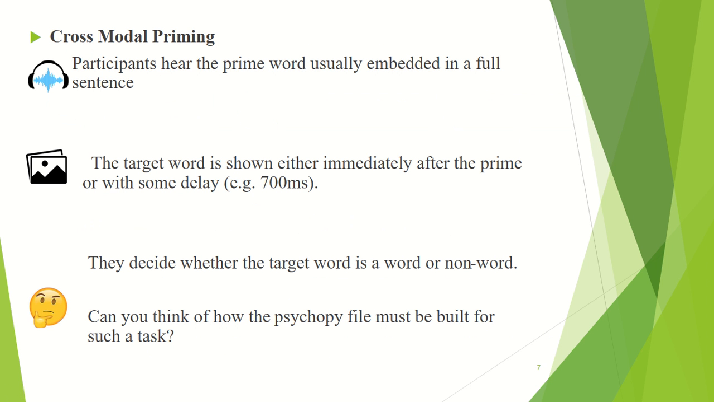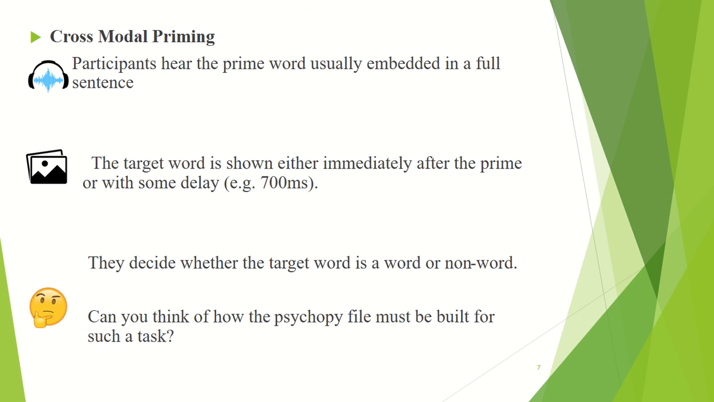Okay, and the final type of priming is cross-modal priming. As the name suggests, it's cross-modal. It's the combination of two modes of communication, for example, audio and picture. If you remember in syntactic priming, also, participants listened to an audio file, and then they saw a picture and they produced something.